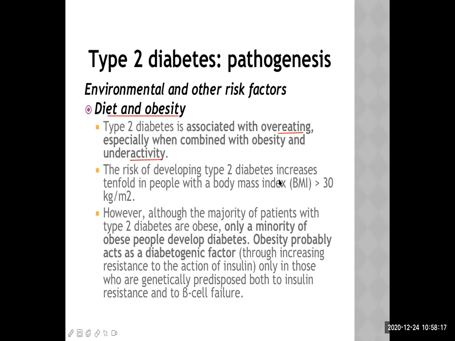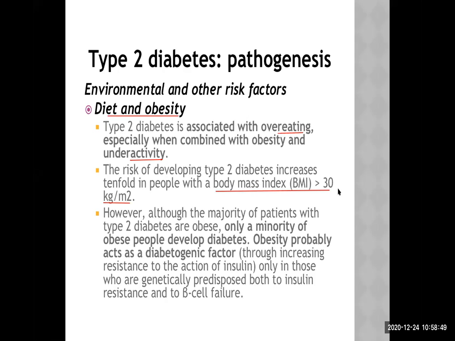The risk of developing type 2 diabetes increases significantly, more than 10-fold, in people with a body mass index of more than 30. So what is the definition of obesity according to the body mass index? Yes, what is the definition? BMI is more than 30 kg per square meter. Exactly. See this, BMI more than 30 is called obesity.